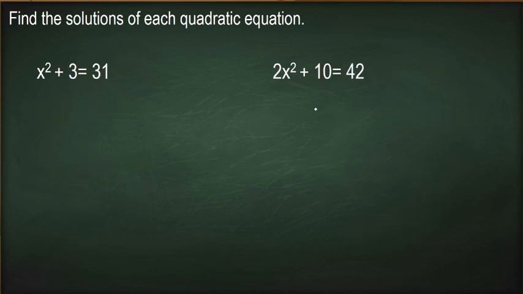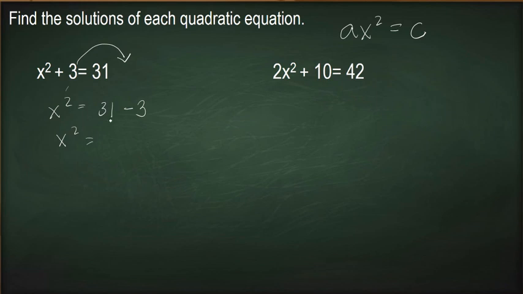Next. Okay, again, when we solve quadratic equations using the extracting the square roots method, we have to write it first in the form ax squared equals c. Okay, this is not yet in this form, so we're going to transpose 3 on the right side. So we have x squared is equal to 31 minus 3. So we have x squared is equal to 31 minus 3 equals 28. Then, we need x. So, raise both sides to 1/2.